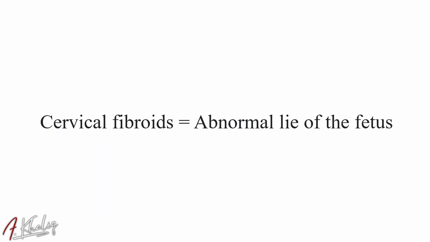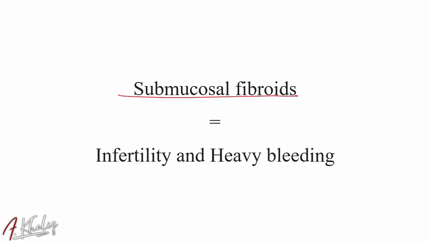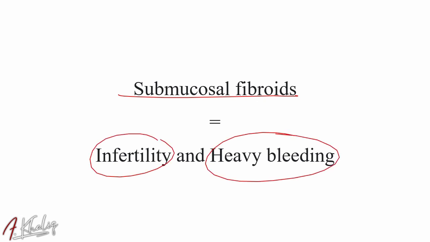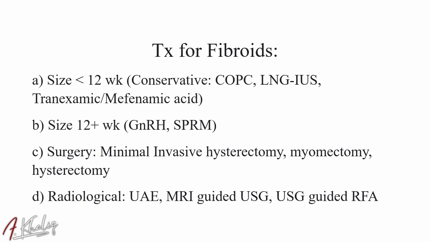Cervical fibroids are related to the abnormal lie of the fetus, and the submucosal fibroids are related with the infertility and heavy menstrual bleed. Now let's talk about the treatment for the fibroids. If the size of the uterus is less than 12 weeks, you can go with the conservative treatment. For example, you can go with the oral contraceptives, Mirena, tranexamic acid and mefenamic acid.